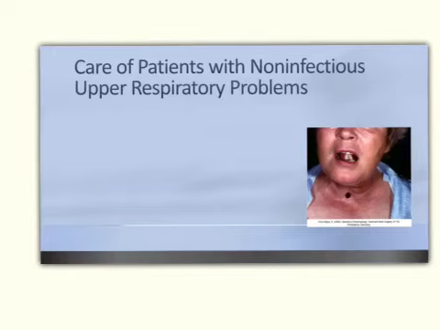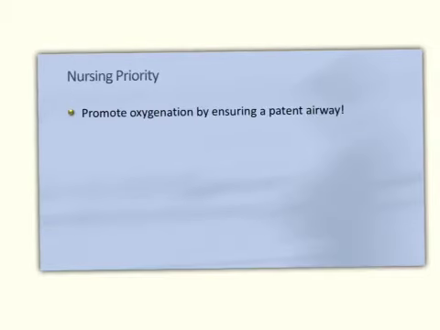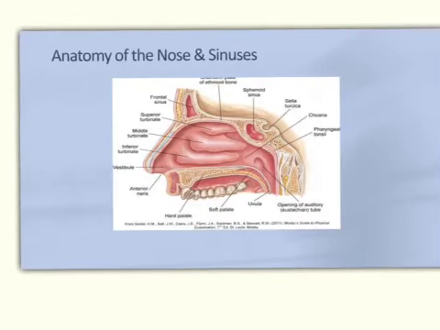So let's talk about care of patients with non-infectious upper respiratory problems. As a nursing priority, of course, is to promote oxygenation, making sure that the airway is unobstructed. This is the anatomy of the upper respiratory tract, which includes the nose and the sinuses, and also the upper portion of the trachea. So this is the area where we're going to see the problems or the diseases, and that's what we're going to look at.